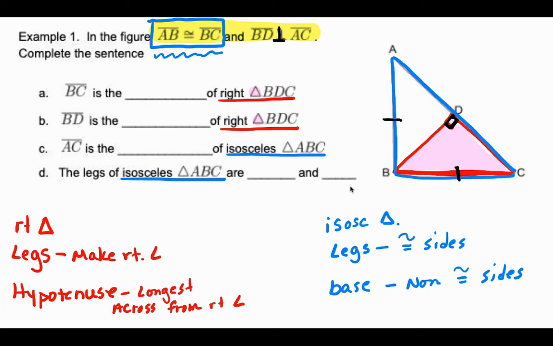Remember, in a right triangle, the legs are the two sides that make the right angle, and the hypotenuse is the longest, and it will be across from the right angle. So the first segment that we're looking at is this segment BC. When you look at the vertex B and the vertex C, neither of them is the right angle. So we are across from the right angle, and it happens to be the longest side. So this is the hypotenuse.